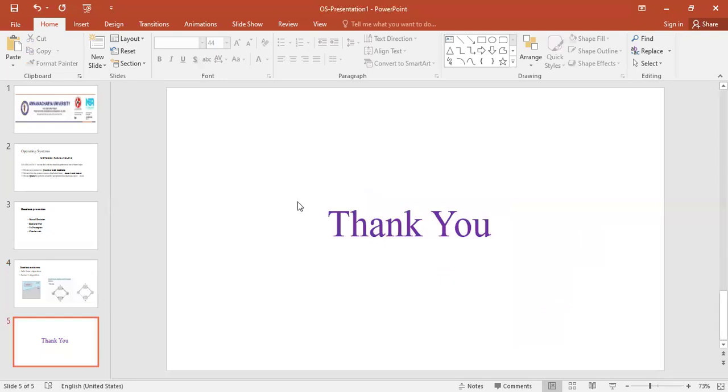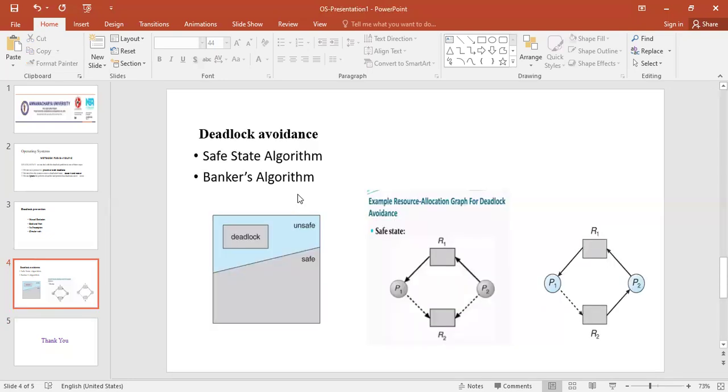So here, a safe state is a state in which the system can allocate resources to each process in order and still avoid a deadlock. More formally, a system is in a safe state only if there exists a sequence of processes that is a safe sequence.